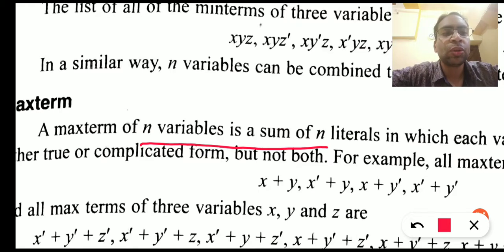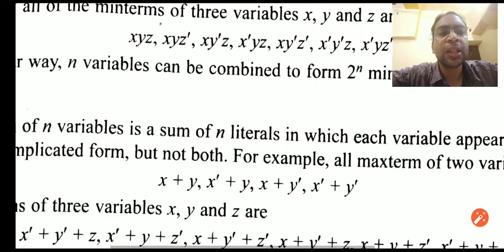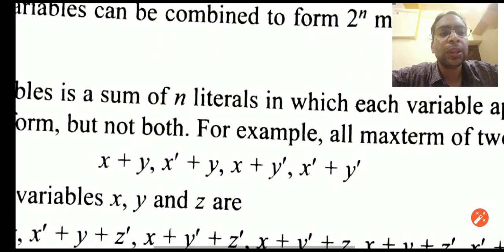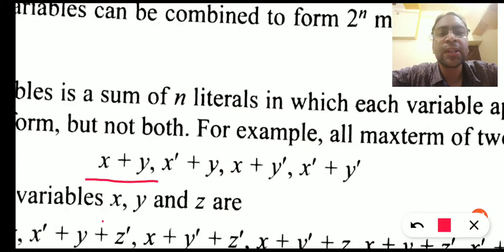So the rest of the definitions are similar. As you can see here, the examples are given where the variables or literals are summed together. In the first example, it is x plus y. If x is there, x bar cannot be here. If y is here, y bar cannot be there. As in the third example, x plus y bar.